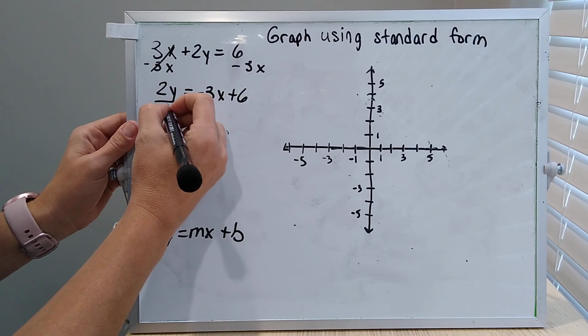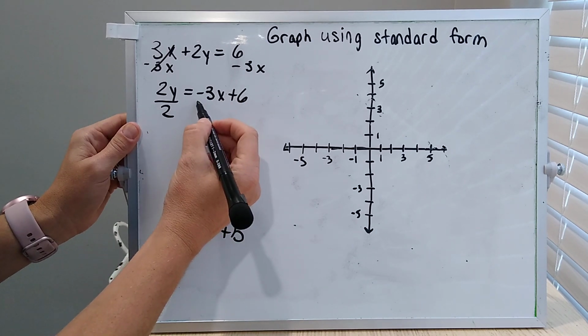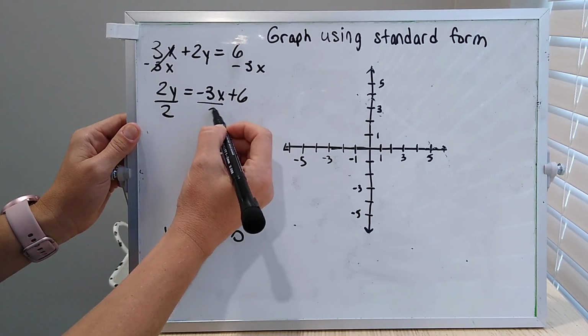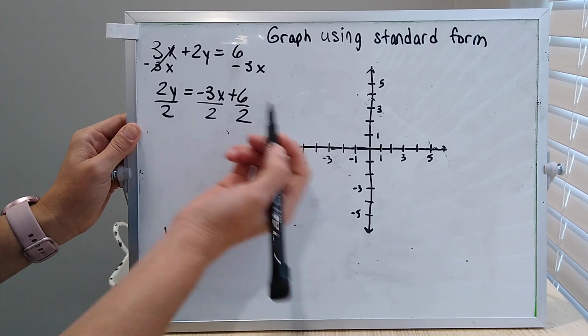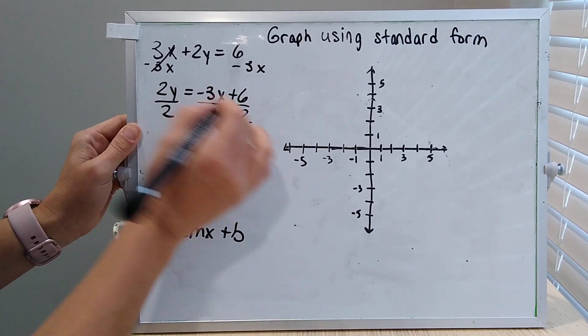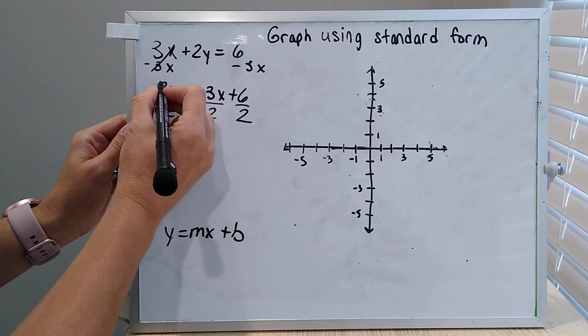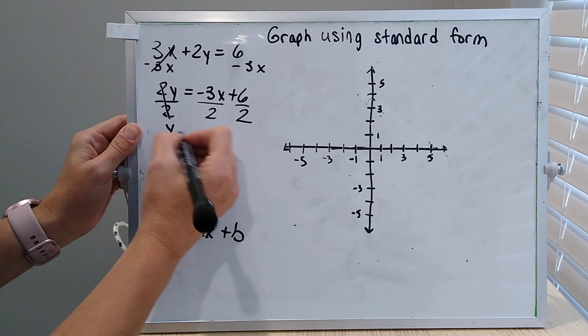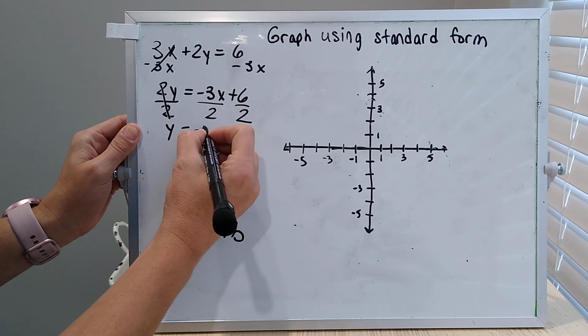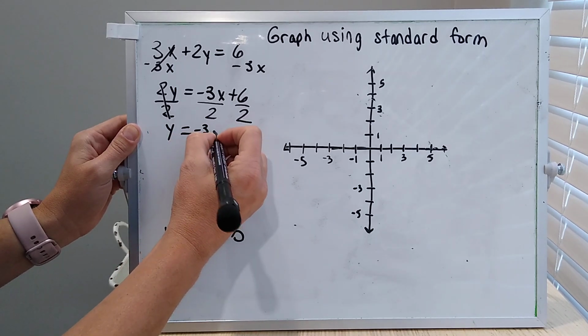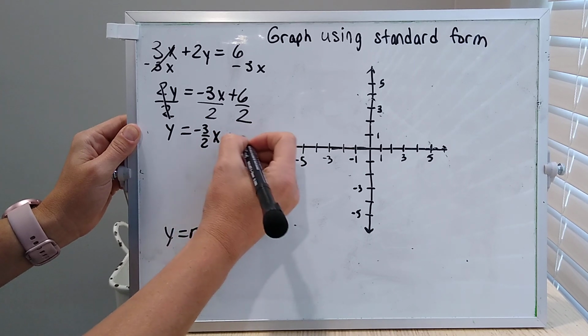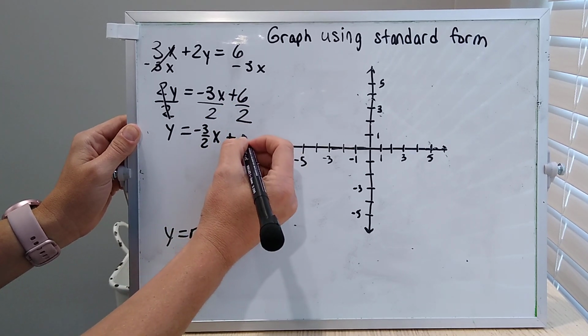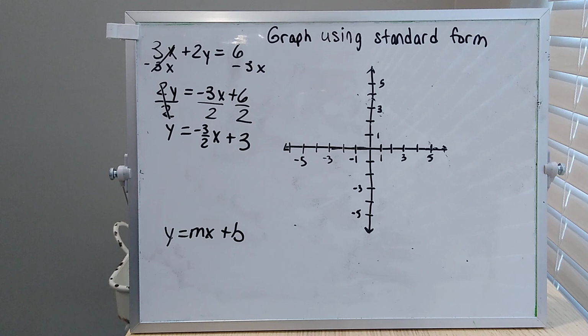Now I'm going to divide both sides by 2, and you need to divide every term by 2. I'm doing it separately just so it's easier to see what we're doing. So these 2 cancel out. You're left with y equals negative 3/2 x plus 6 over 2 simplifies to 3.